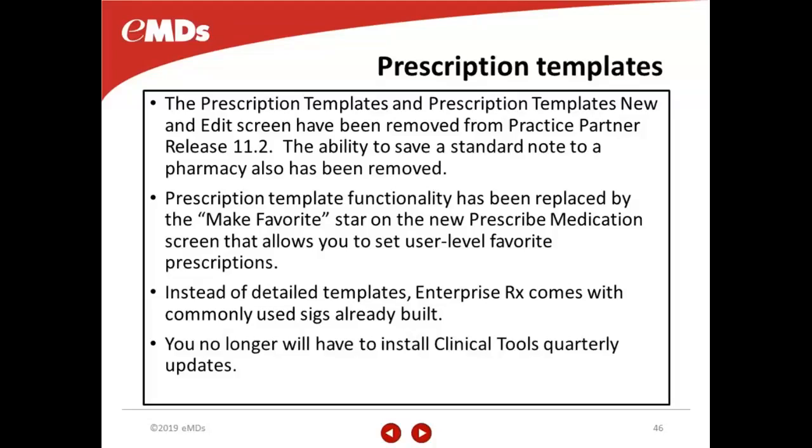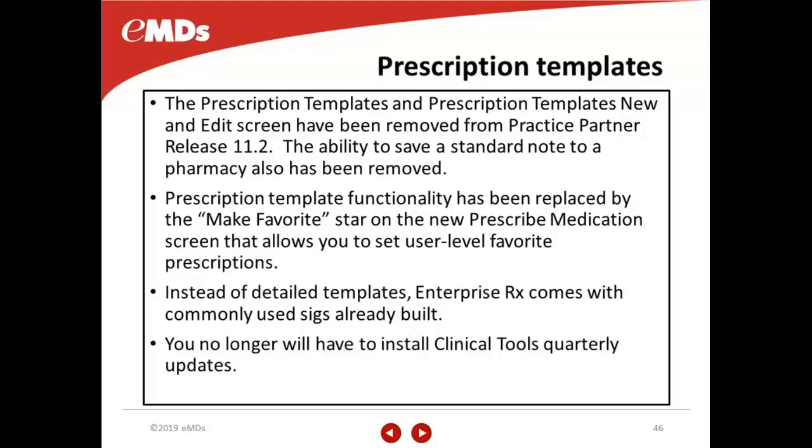The template functionality, again, becomes make a favorite, and you can make your favorite information to be able to use. And then instead of detailed templates, Enterprise comes with commonly used SIGs already built in. So right now, we have our templates that come in, and they may have defaulted type, frequency, take fields, all that kind of stuff. With Enterprise, those defined fields go away. It becomes an extended SIG information. So there's going to be built-in information. You can always create your own. You make it a favorite, and like I said, you could have multiple versions of one type of medication with different kinds of signatures that you can use right from your favorite.